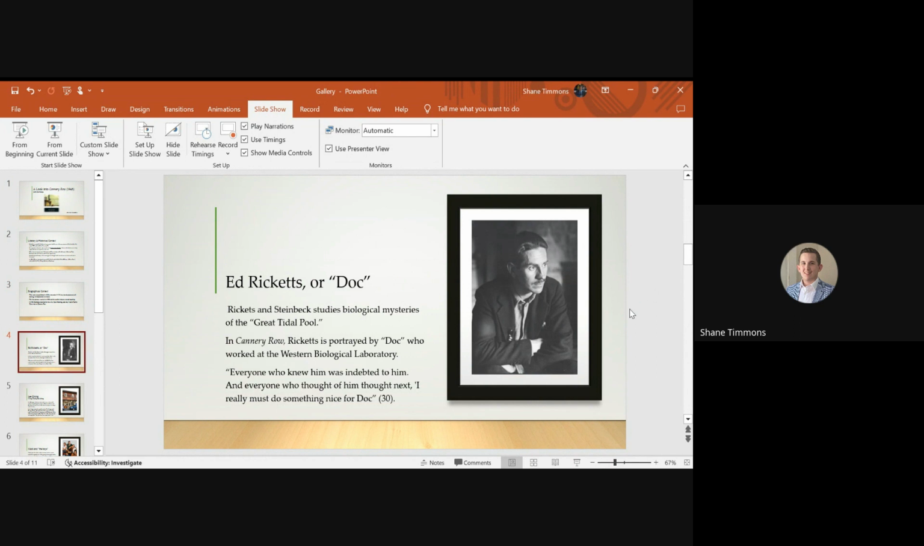And then I, of course, included a piece from the book. "Everyone who knew him was indebted to him, and everyone who thought of him thought next, I really must do something nice for Doc."